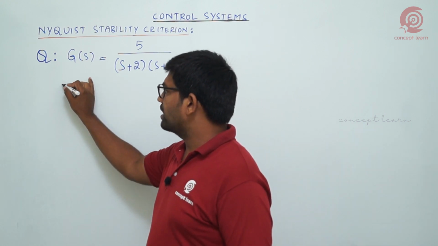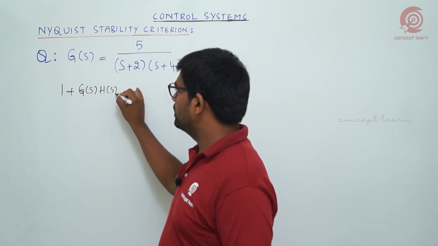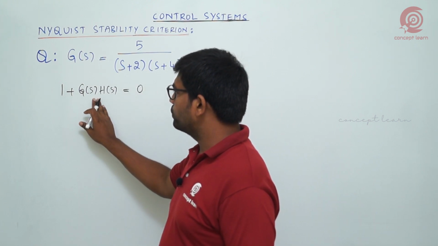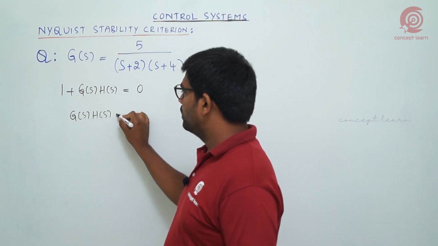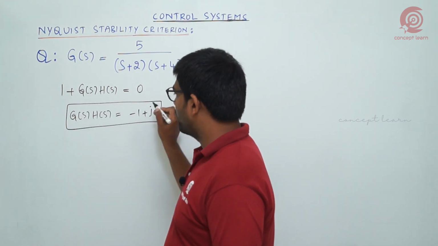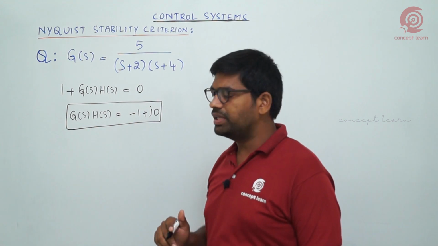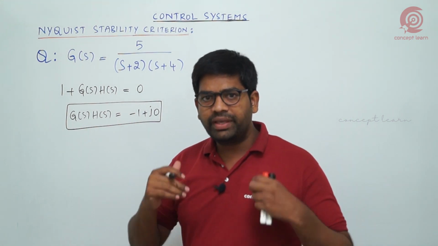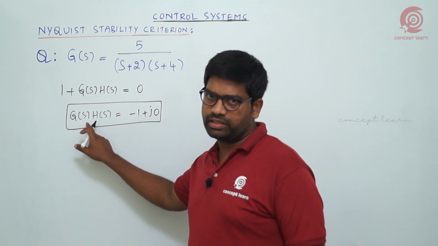Suppose I take the characteristic equation 1 + G(s)H(s) = 0. If I write it with respect to the open loop transfer function, G(s)H(s) = -1 + j0. This means that for the open loop transfer function the critical point is -1 + j0. Means we are mapping all the points in the S plane towards the open loop transfer function.